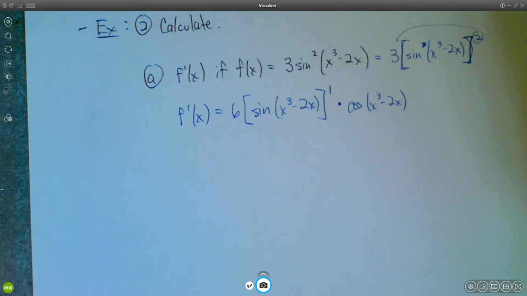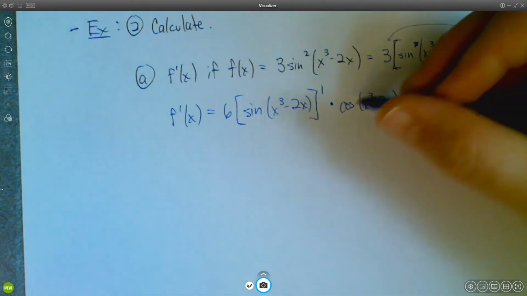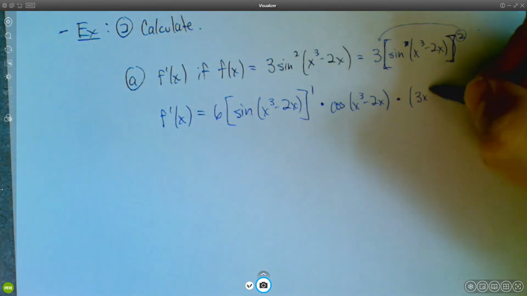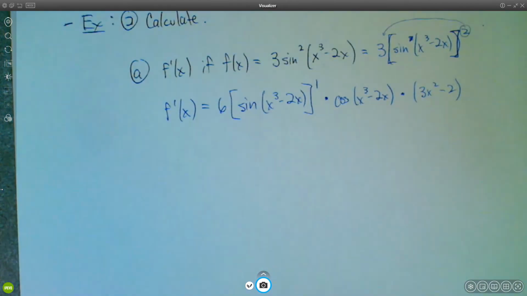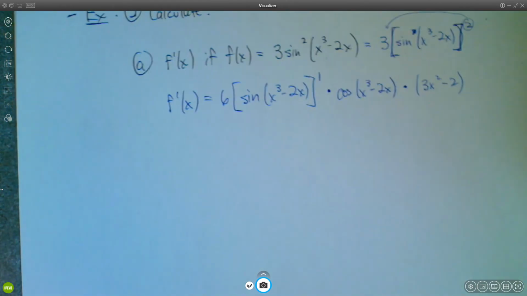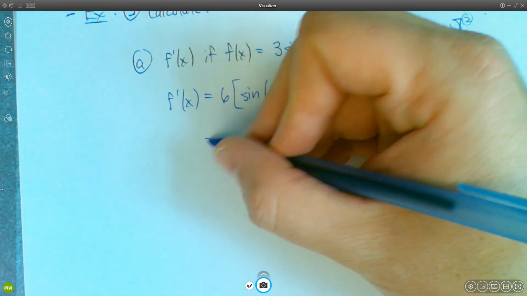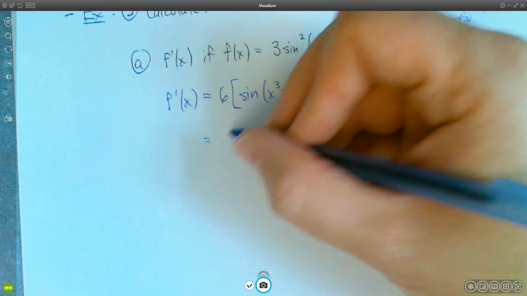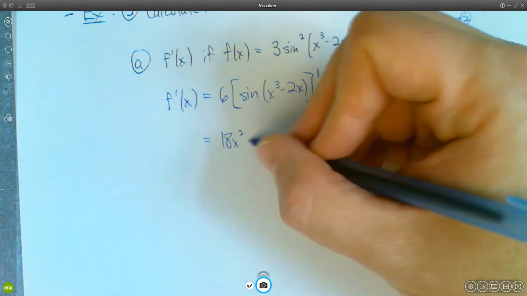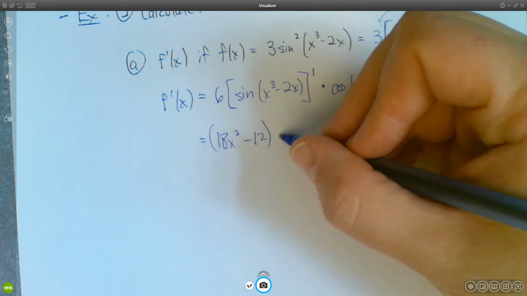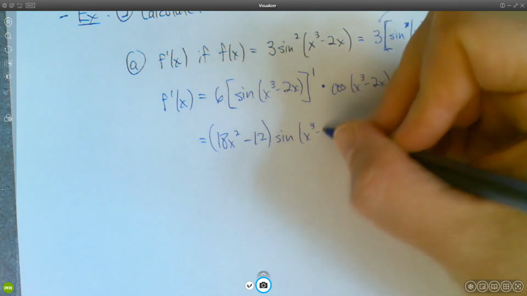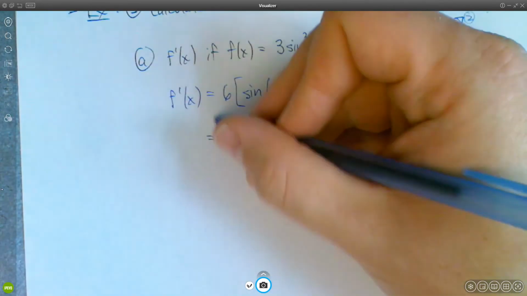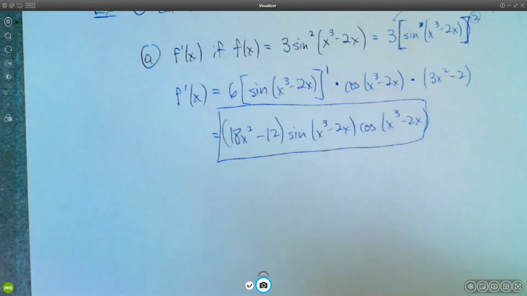And then we multiply that by the derivative of the innermost function, which would in this case be 3x squared minus 2. Okay. And there's the answer to that. So we can simplify a little. If I distribute the 6 in here, we would have 18x squared minus 12 times sine of x cubed minus 2x times cosine of x cubed minus 2x. That's about as simple as it's going to get. Okay?